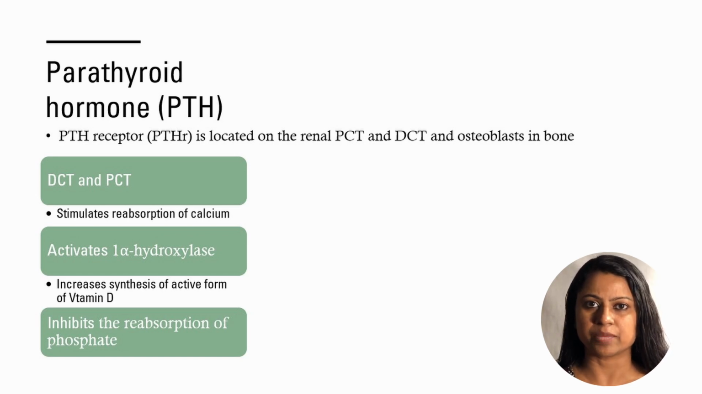PTH inhibits the reabsorption of phosphate in the proximal convoluted tubule by inhibiting the sodium phosphate cotransporter. It also increases the levels of cAMP in the urine.